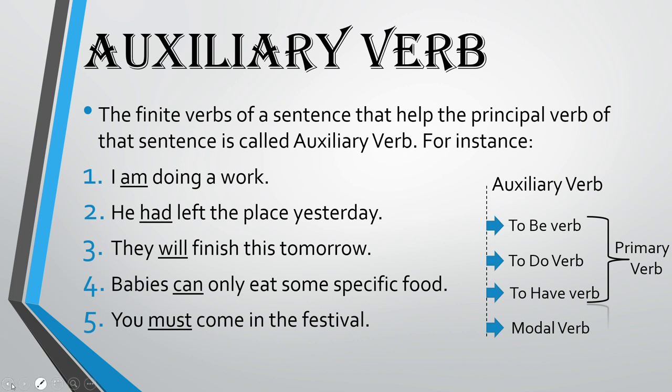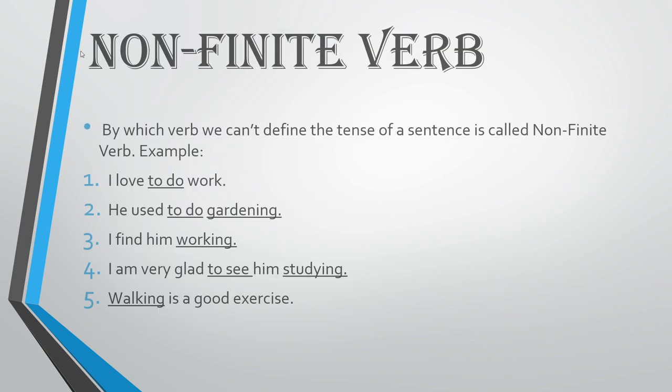Then next page. What is next page? We came into the non-finite verb. We know about the two types of verb. One is finite and one is non-finite. Non-finite is another type of verb, not another type of finite verb. It is another type of verb, so it is another chapter. By which verb we can't define the tense.